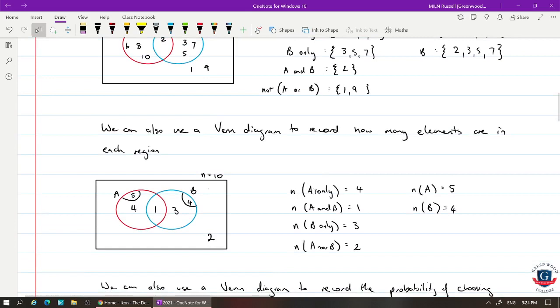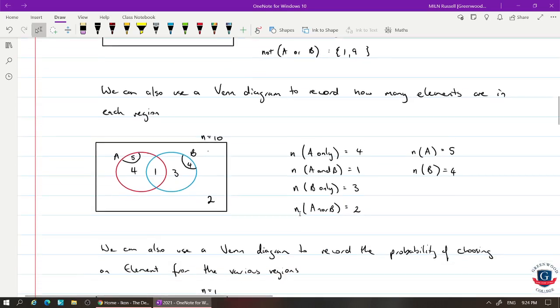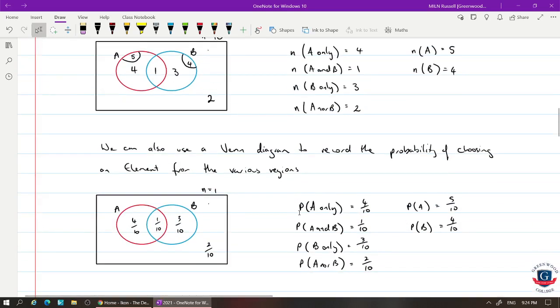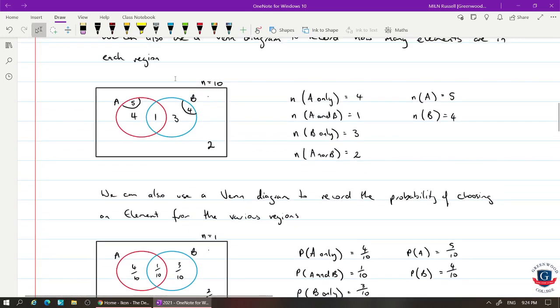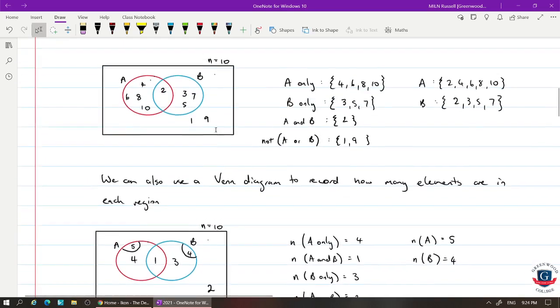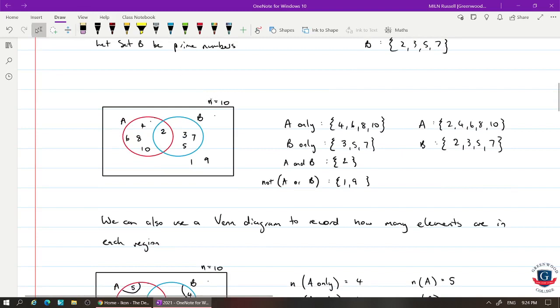So the number of elements in A only is equal to 4. The number of elements in A and B is 1. The number of elements in B only is 3. And that's where these counts come from. So if we're trying to show a count, put a little n in front to say how many elements are in it. Now once we understand that, we can use the counts and the total number of elements, which we write outside the box, or the sum of all the elements would be 10 in this case. In this case, this doesn't really have a meaning, so I'm going to get rid of that.